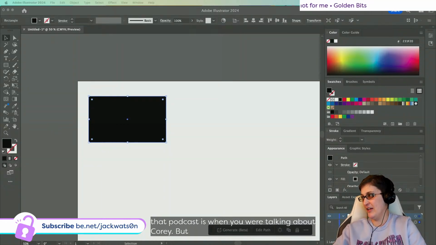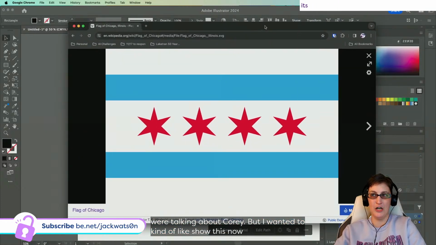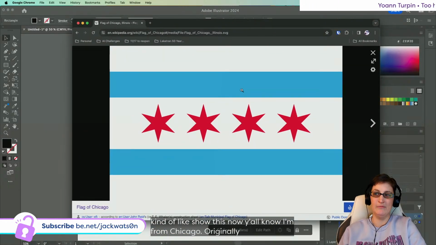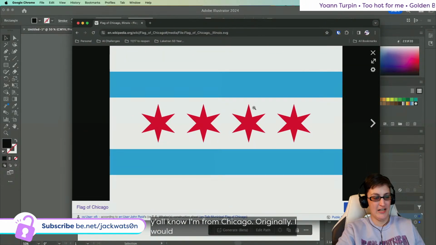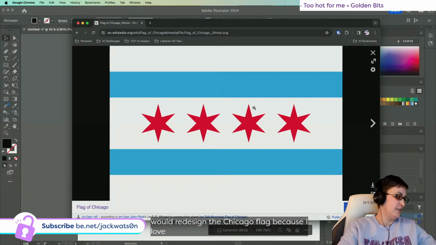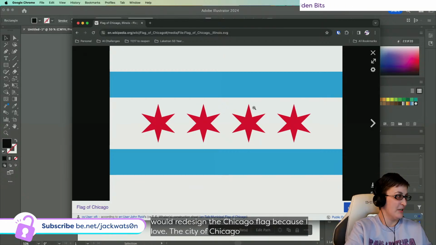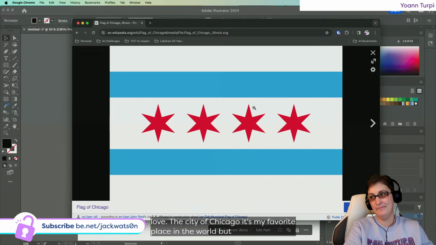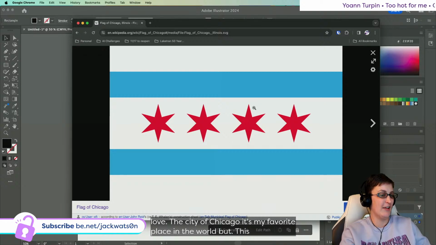But I wanted to kind of show this. Now, y'all know I'm from Chicago originally. I would redesign the Chicago flag because I love the city of Chicago. It's my favorite place in the world. But this is beautiful. Like, this is beautiful.